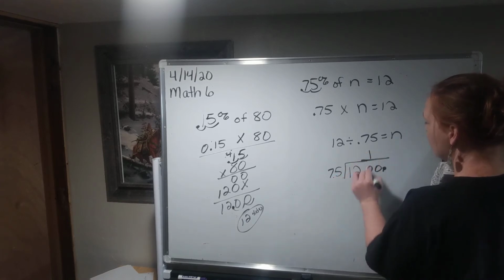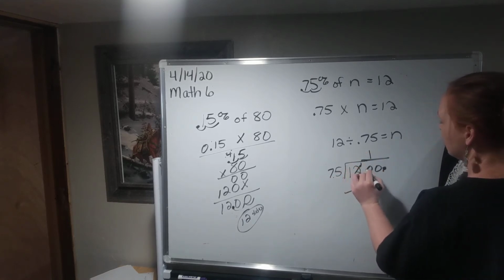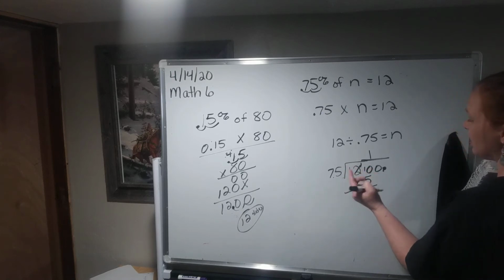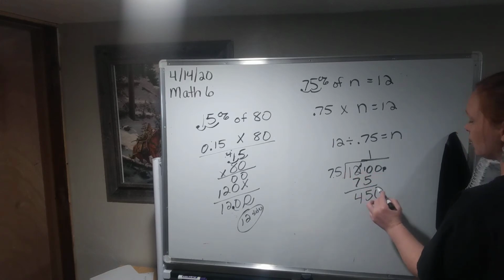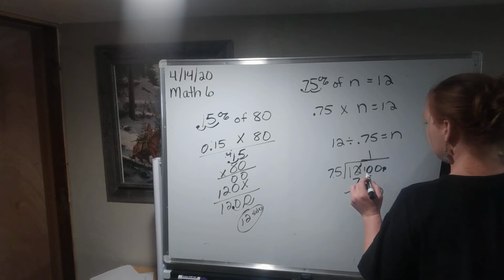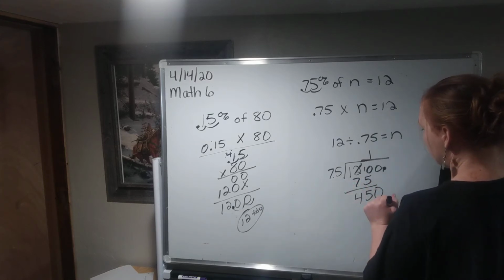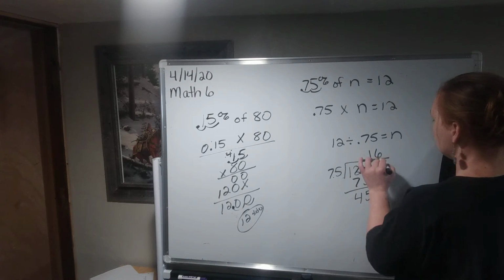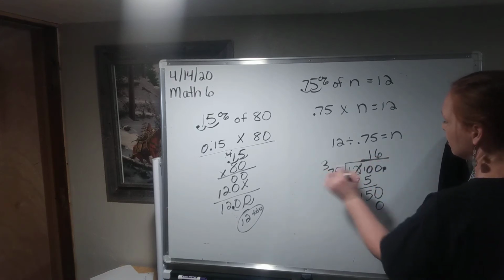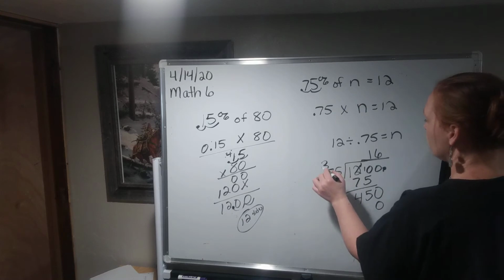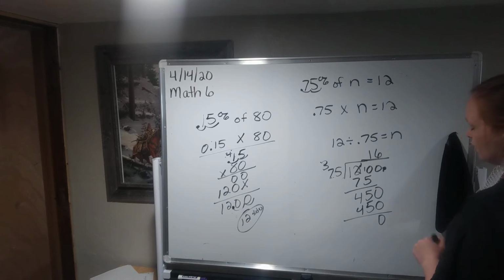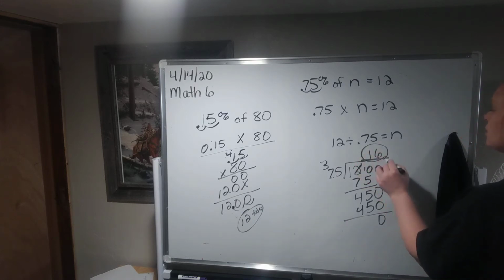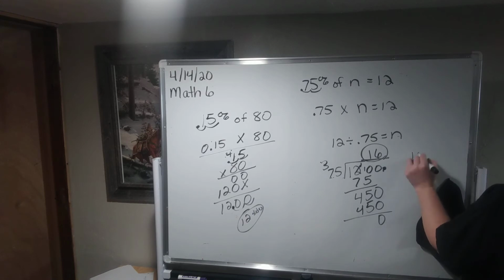1 times 5 is 5. 1 times 7 is 7. 10 times 5 is 5. 7, 8, 9, 10, 11. That gives us 4. That's correct. So let's bring down our 0. Let's see. 7, 45. It's going to be 5 or 6. So 6 times 5 is 30. 6 times 7 is 42, 43, 44, 45. Okay? And I get 0. I'm done. I have a whole number with no remainders. So my N equals 16 slides.